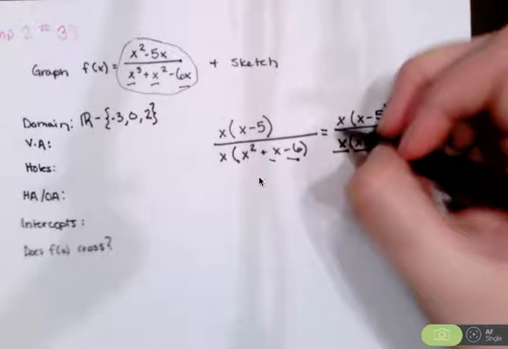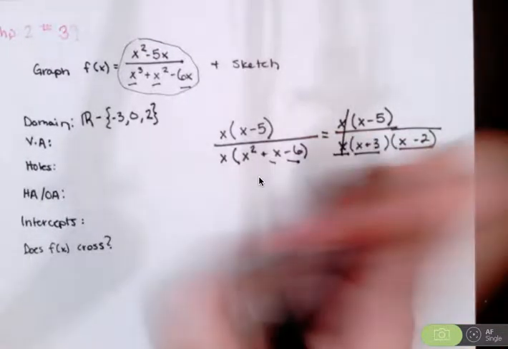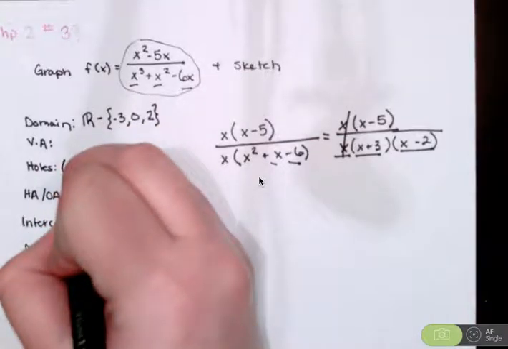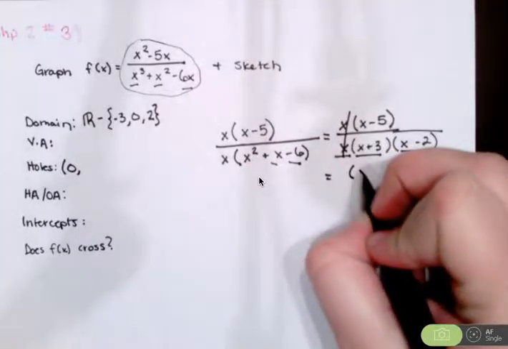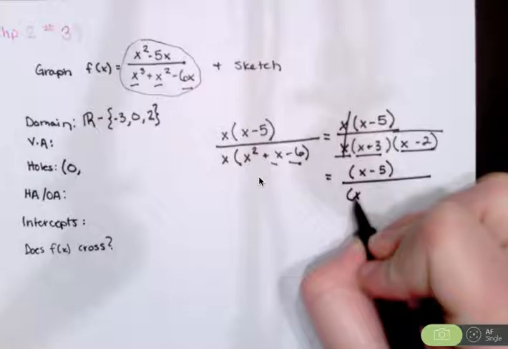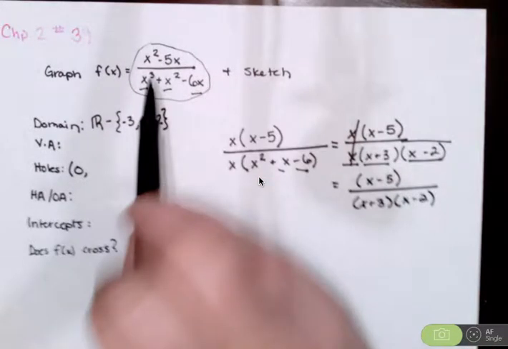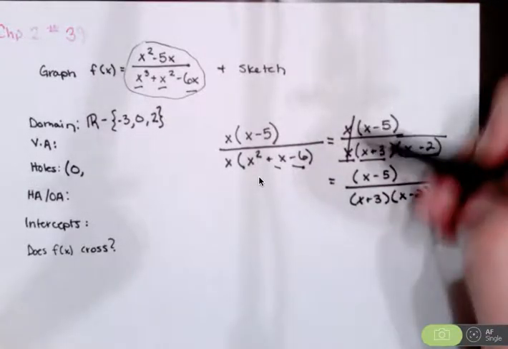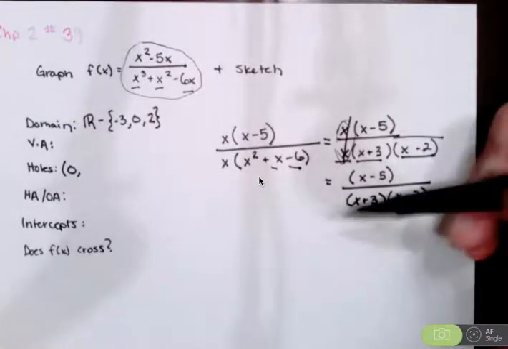Then if you look at this, our x's would cancel out. So that means I have a hole at whatever that root was. Well, it's 0. So I have a hole at 0, comma. To figure that out, well, my new equation is x minus 5 divided by x plus 3 times x minus 2. Well, I know this equation is going to look exactly like this equation, except at that one spot where there's a hole. So what I can do then is plug in 0.